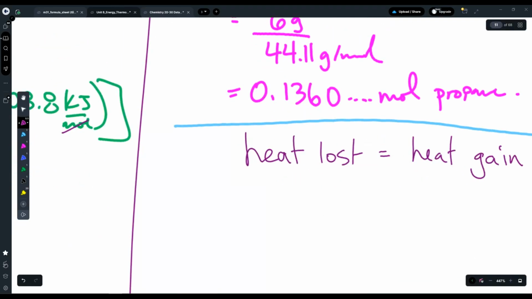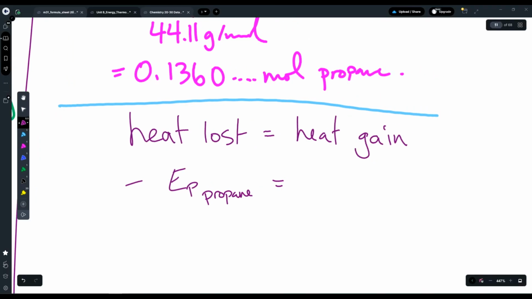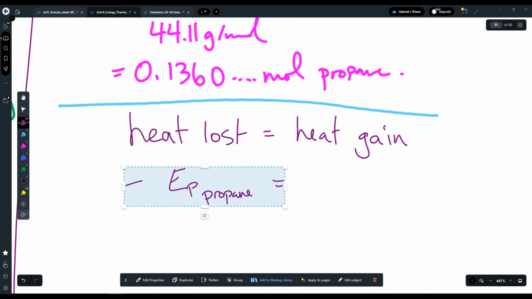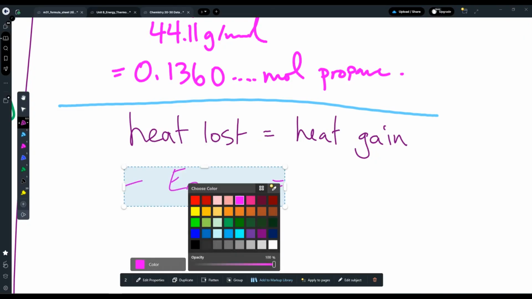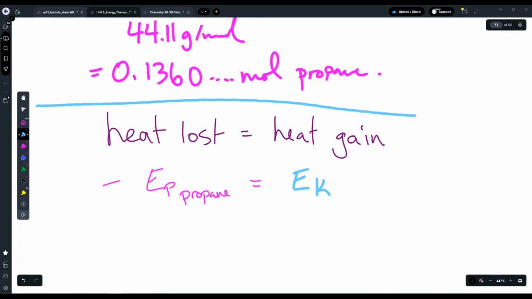So since this is another combustion reaction, the negative is going to go on my potential energy side, which belongs to propane, because propane is what's undergoing a chemical reaction. And water is what is going to be gaining heat. But since water isn't undergoing a chemical reaction, that's why it's an EK term, or a kinetic energy term.